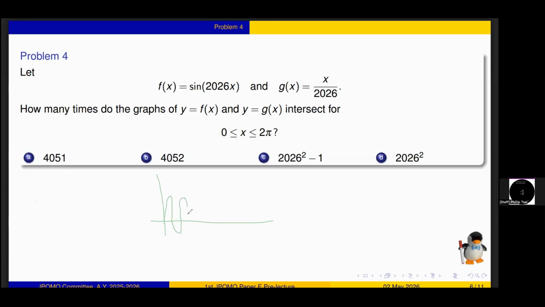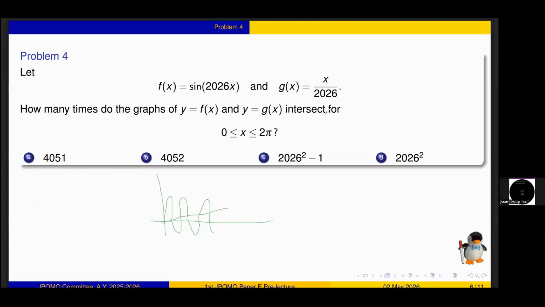Well, that's cool, but how do you actually interpret this? Well, g of x equals x over 2026 is also just a line. So something like this. Of course, there are going to be a lot more points in this, because these values are a lot less massive compared to the graphs of the equation we're given.